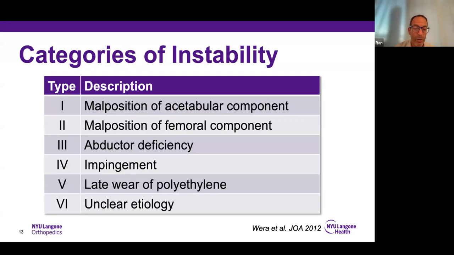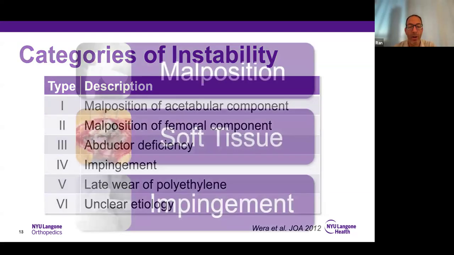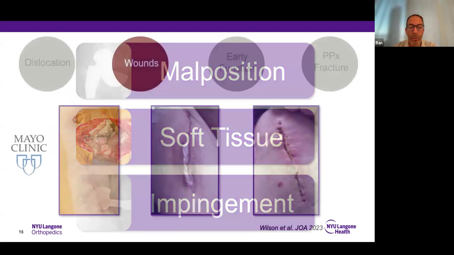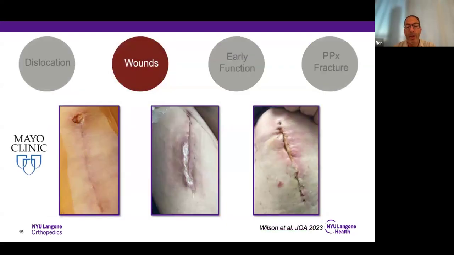If you have some abductor deficiency, any implant on implant impingement or bone on bone, and of course, long time wear of polyethylene and unclear etiologies. The polyethylene wear, which is that acetabular material, is kind of going away as the new polyethylenes have been in the market since the year 2000, more or less. So we have less and less patients that had total hips in the 90s. So let's talk about malposition, soft tissue, and impingement, as we did.